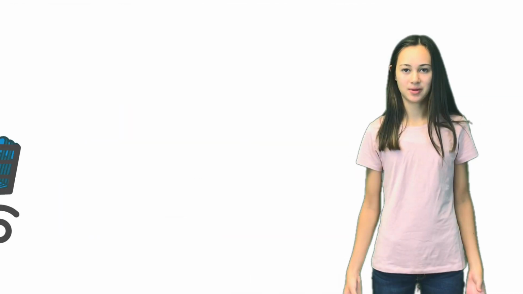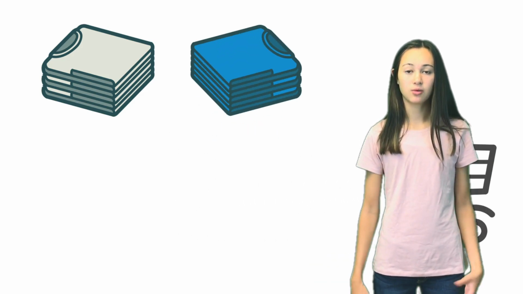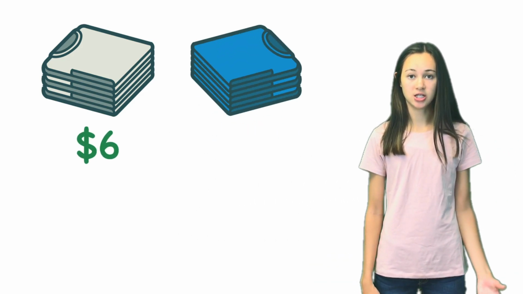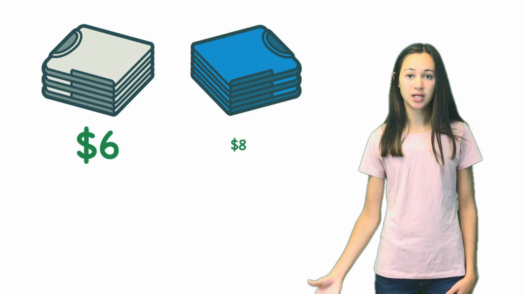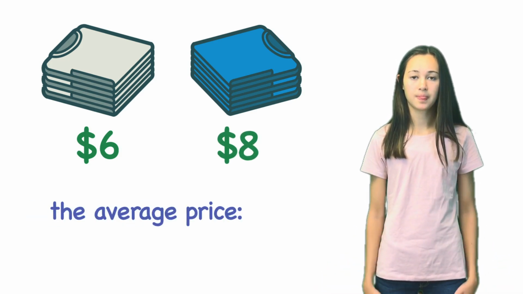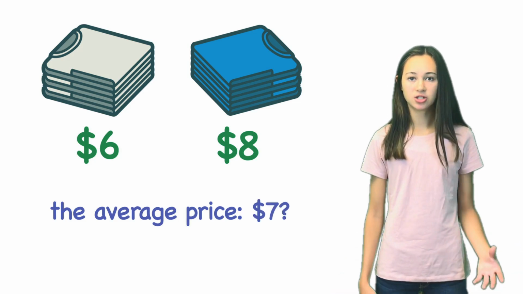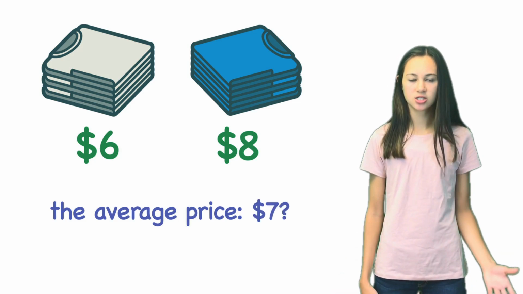Let's look at another problem. Riley bought a few white t-shirts and a few blue t-shirts. The white t-shirts cost $6 each, and the blue t-shirts cost $8. So what is the average price per shirt Riley paid? The average between 6 and 8 is 7. So is the average price per shirt $7?